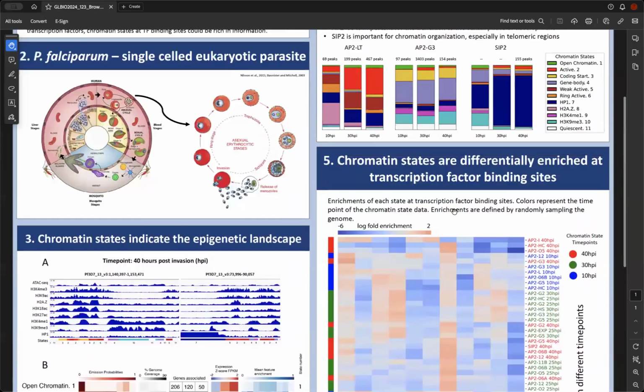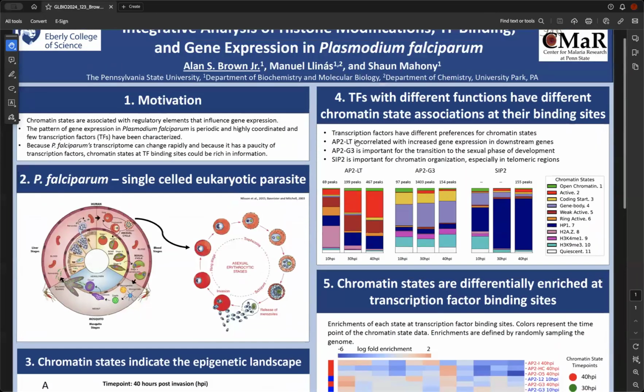Okay, moving back up to panel 4. Some of the focus is looking at chromatin states at transcription factor binding sites. So for this, I picked 3 examples: AP2LT, which is correlated with active gene expression, so an increase in gene expression at downstream genes. It's expressed around the 30-hour post-invasion mark, which is why we see the number of peaks going up. That's related to seeing the number of peaks increase.